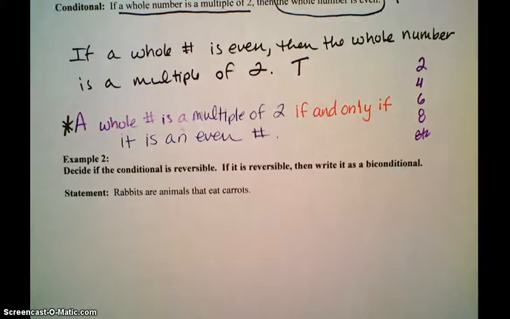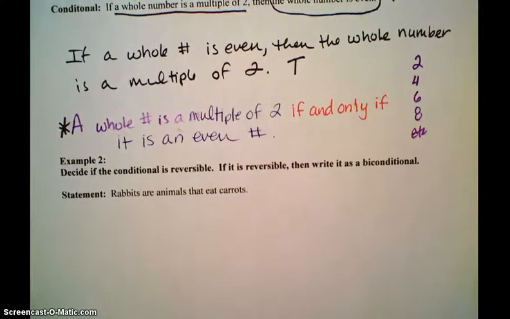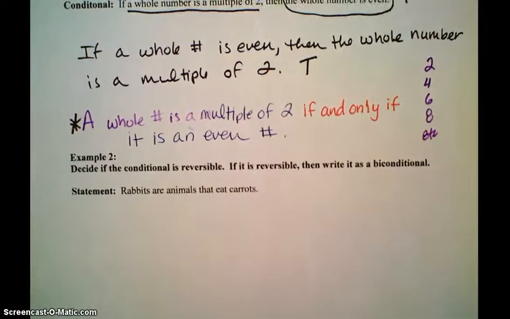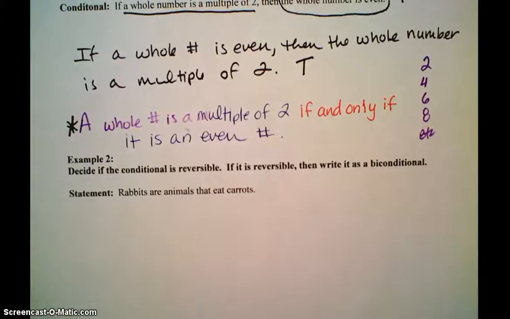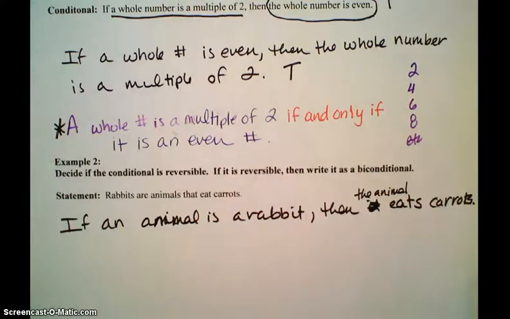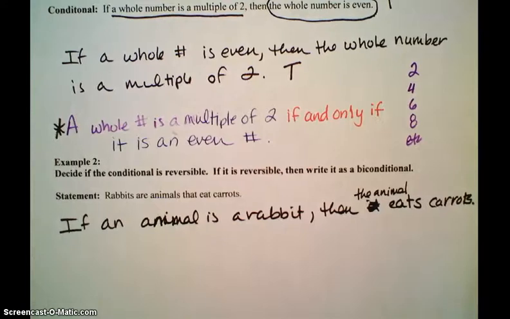Rabbits are animals that eat carrots. You'll notice this statement has not been given to you as a conditional. So first thing we're going to do is let's go ahead and see if we can write this as a conditional. Okay, here is our statement as a conditional. If an animal is a rabbit, then the animal eats carrots. And I would have to say that's a true statement.